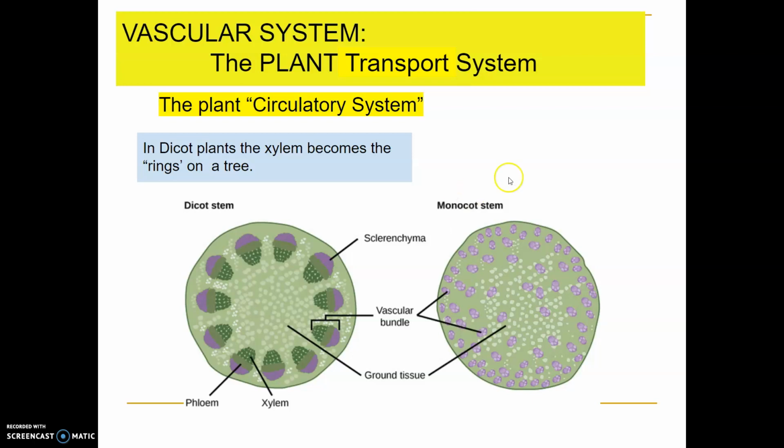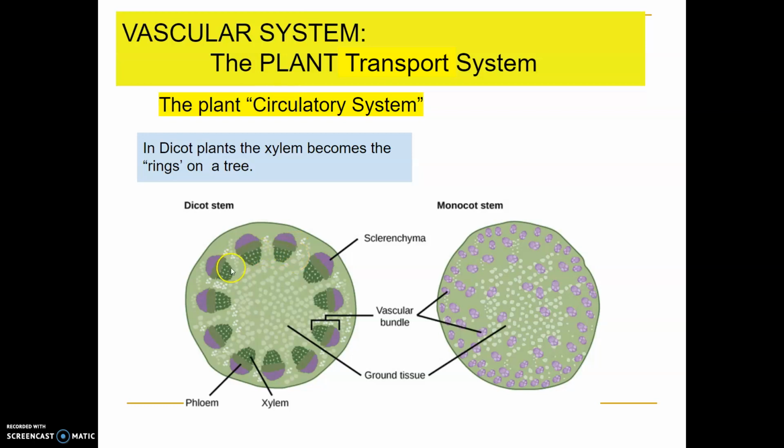Humans also have a vascular system. It includes your circulatory system and your lymphatic system. Plants have a vascular system, which is also their transport system. So it's often compared to a human circulatory system. We will look at two different types of vascular setup. A dicot stem looks like this, and this is going to be more of your woody trees.